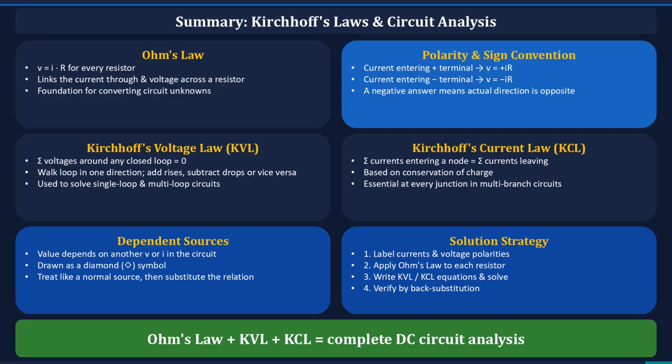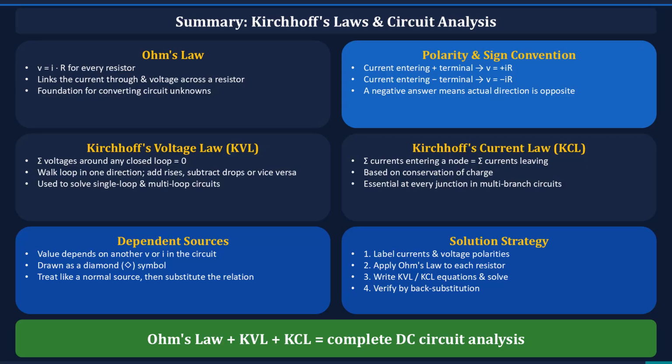Third, Kirchhoff's voltage law. The sum of voltages around any closed loop is 0. Walk the loop in one direction, add the rises, subtract the drops, or vice versa, and set the total equal to 0. This is what lets you solve single-loop and multi-loop networks. Fourth, Kirchhoff's current law. At every node, the current entering equals the current leaving. It comes straight from conservation of charge, and you'll use it at every junction in a multi-branch circuit.